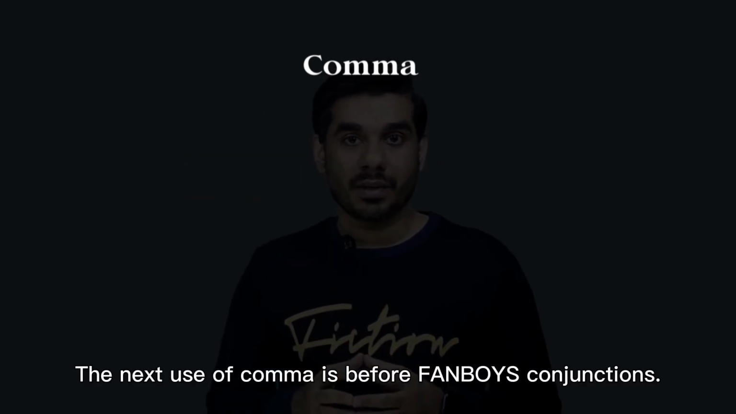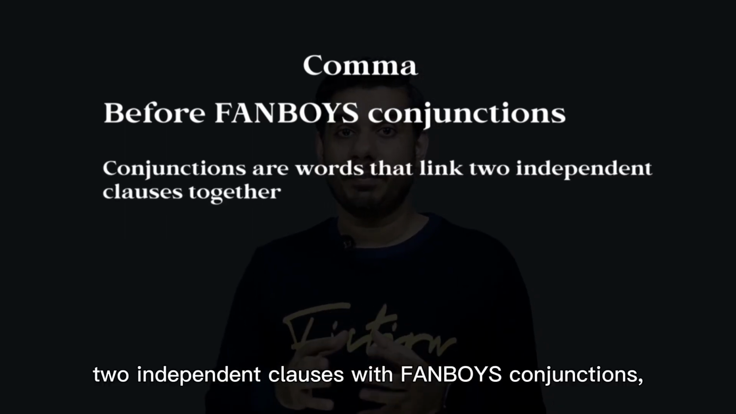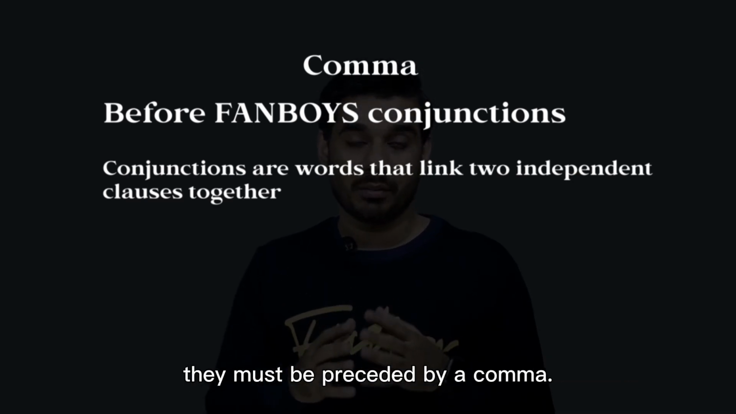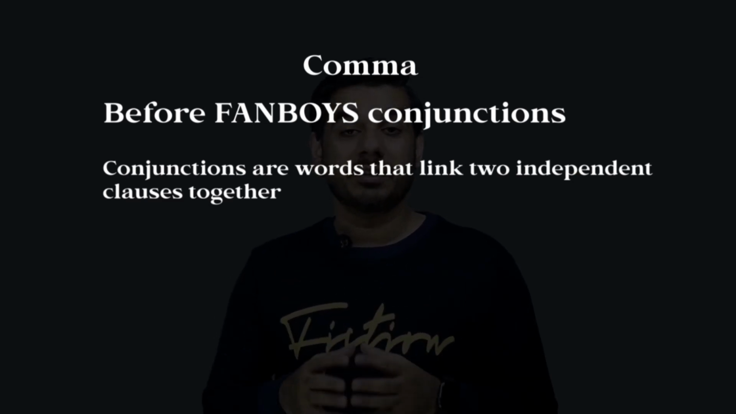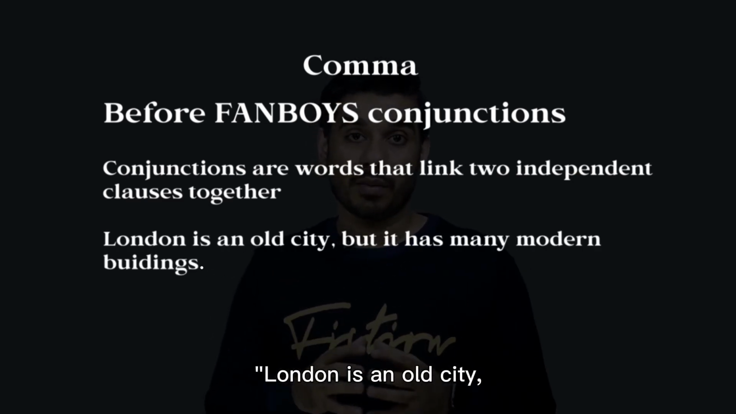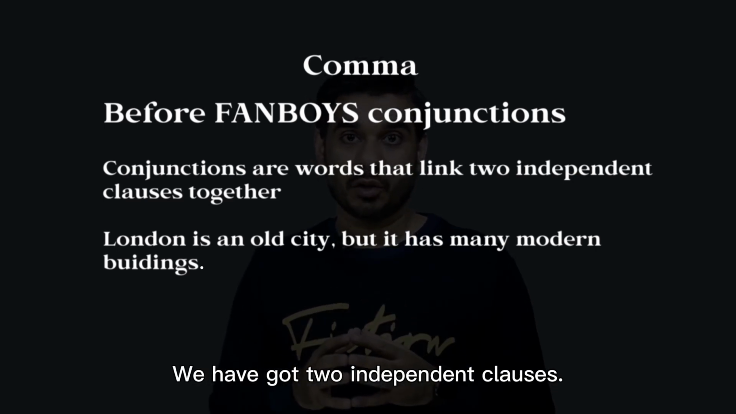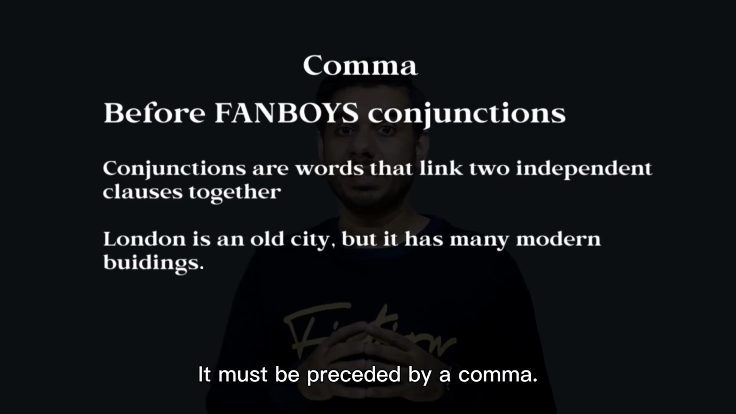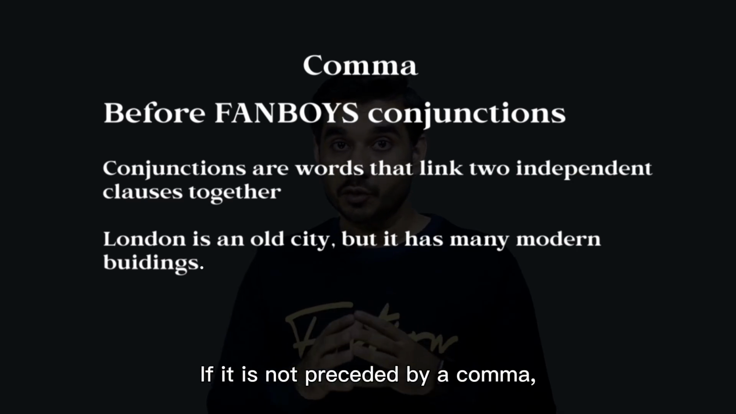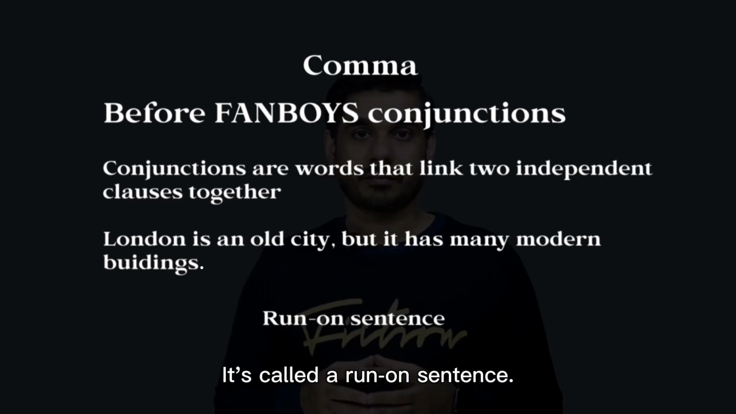The next use of comma is before FANBOYS conjunctions. Whenever you are joining two independent clauses with FANBOYS conjunctions, they must be preceded by a comma. For example, we have already talked about this example earlier as well. London is an old city, comma, but it has many modern buildings. We have got two independent clauses. We are joining them with a conjunction, a FANBOYS conjunction. It must be preceded by a comma. If it is not preceded by a comma, it's a mistake. It's called a run-on sentence.